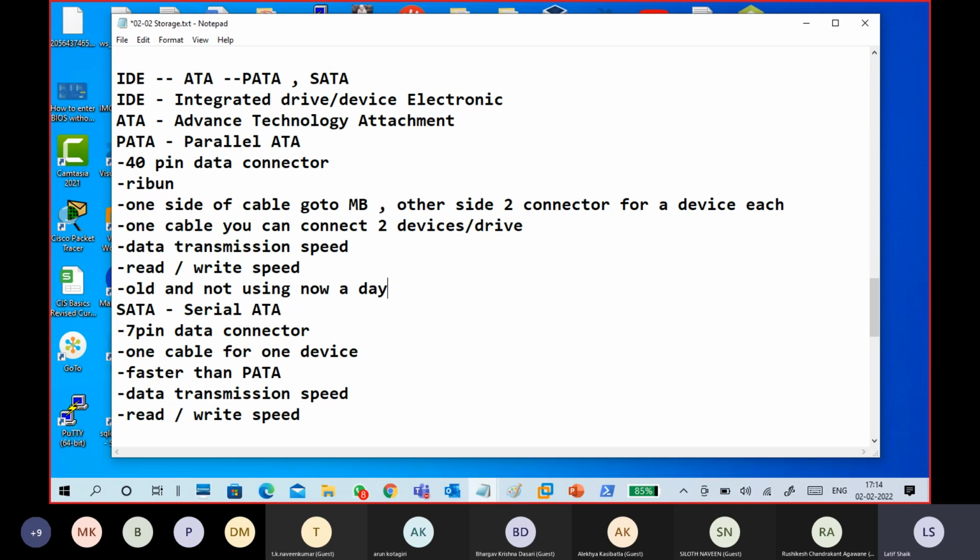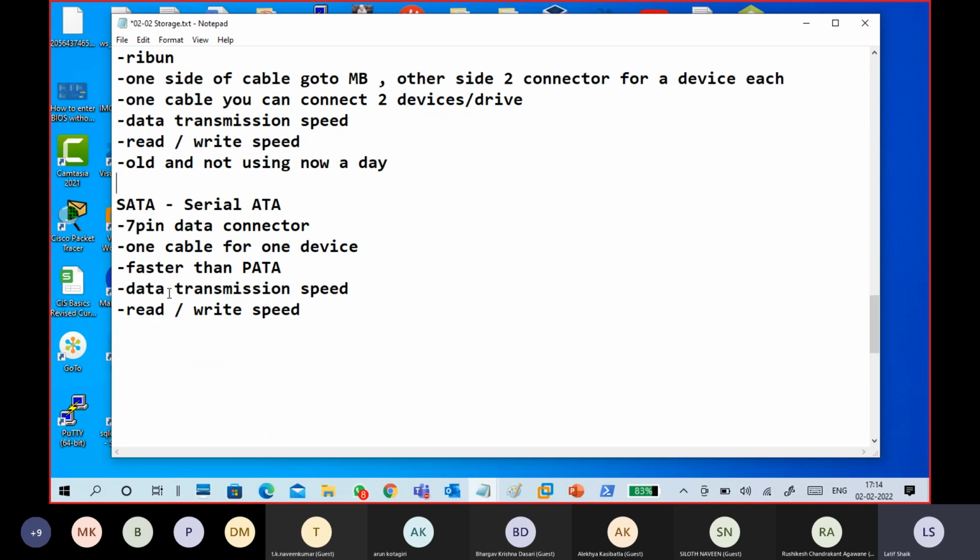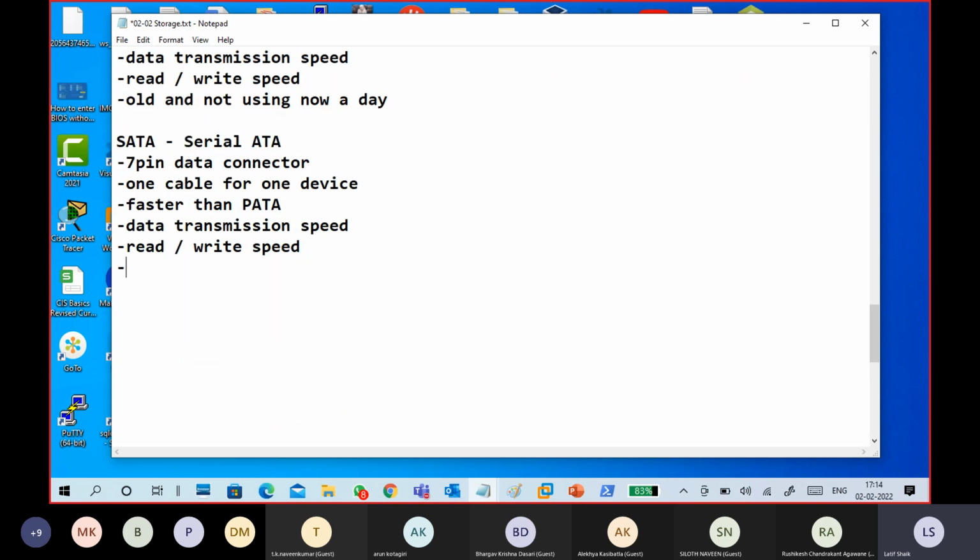Nowadays we are not using PATA type of connection. Only one detail I will tell you always: SATA 3. The speed of SATA 3 is 6 Gbps. This is the latest one. 6 Gbps is the SATA 3 connector. So find out the speed of SATA 1 and SATA 2 also.